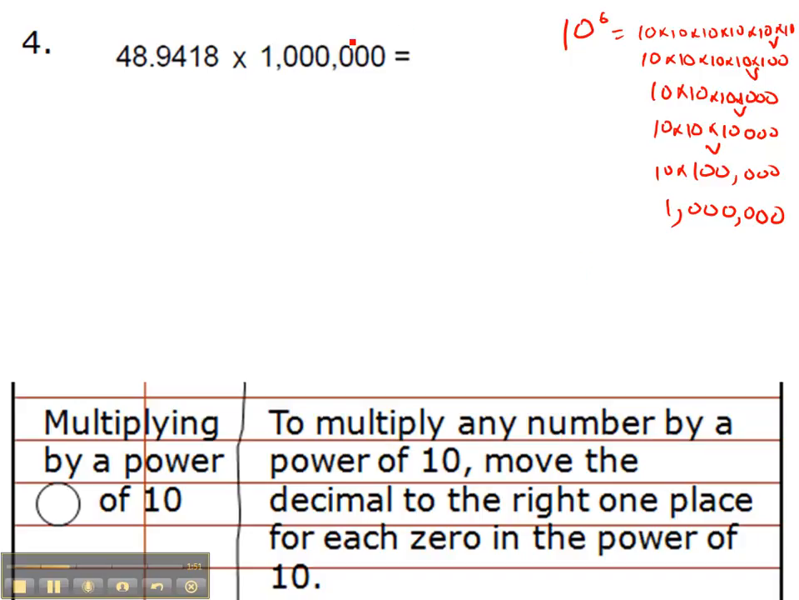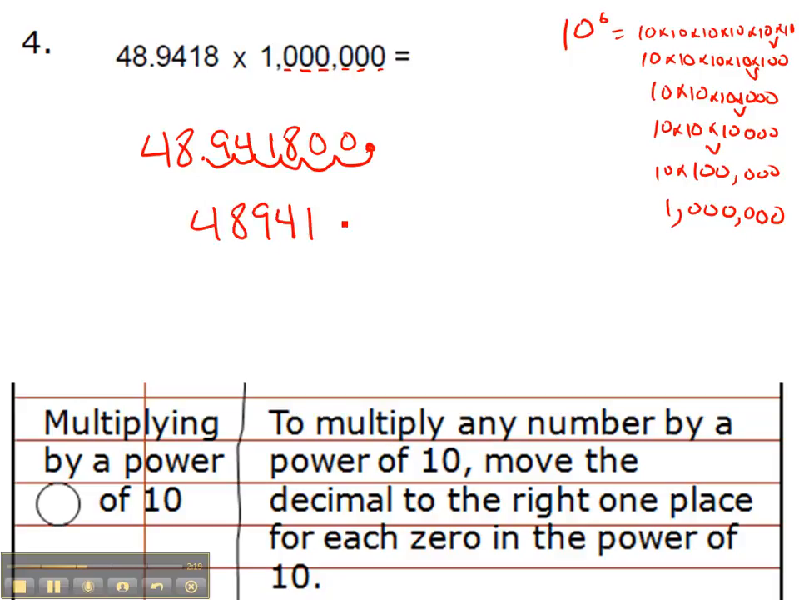Okay, this is a power of 10, so we just need to count the zeros. 1, 2, 3, 4, 5, 6 zeros. And we need to move this decimal to the right 6 times, so let's write that decimal again. 48.9418. Move it to the right 6 times. 1, 2, 3, 4, 5, 6. Decimal ends up there. What do we put in these empty spaces? Zeros. So that's 4, 8, 9, 4, 1, 8, 0, 0, and then put some commas in there so it's easier to read. 48,941,800.